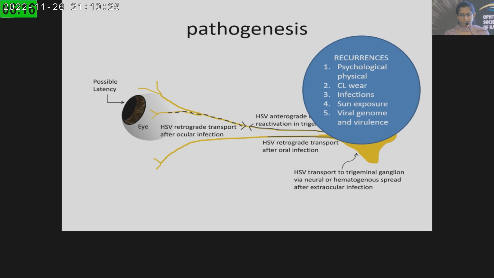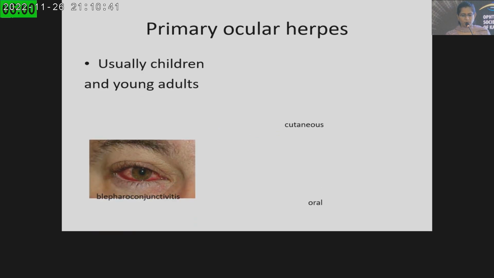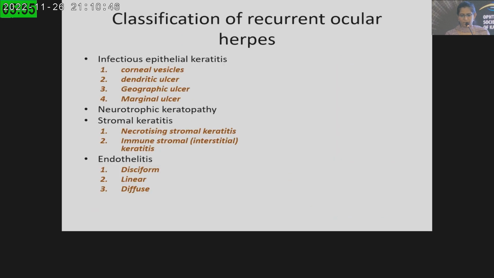So there are many trigger factors, some of them psychological, physical, contact lens wear, some topical steroids even, sun exposure, etc. So I'm not going into the details of that. Coming to the next, primary ocular herpes usually occurs in children and young adults in the form of blepharoconjunctivitis, cutaneous in the form of rashes, and oral in the form of ulcers. So by about young adulthood, almost all of us would have got a primary ocular infection, and many times it's just asymptomatic. There are several classifications for recurrent ocular herpes, so I'm not going into the details of it.